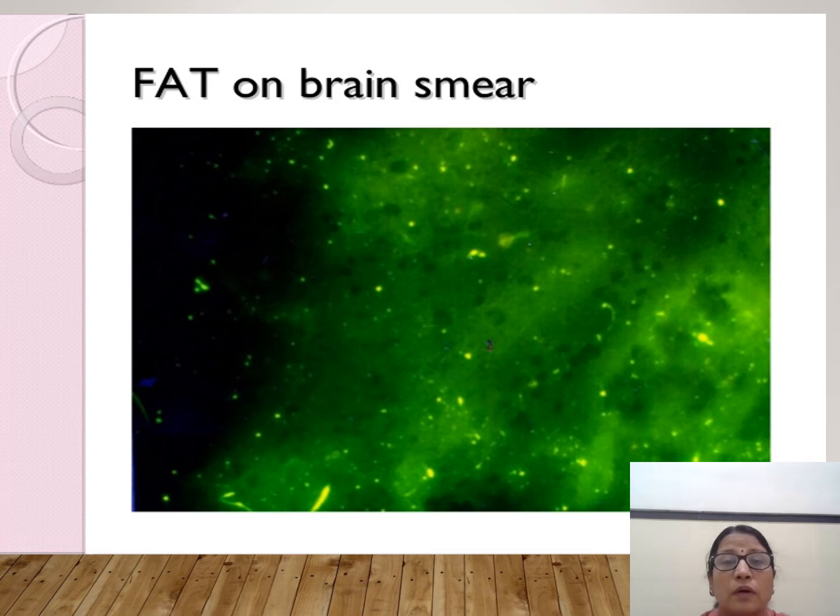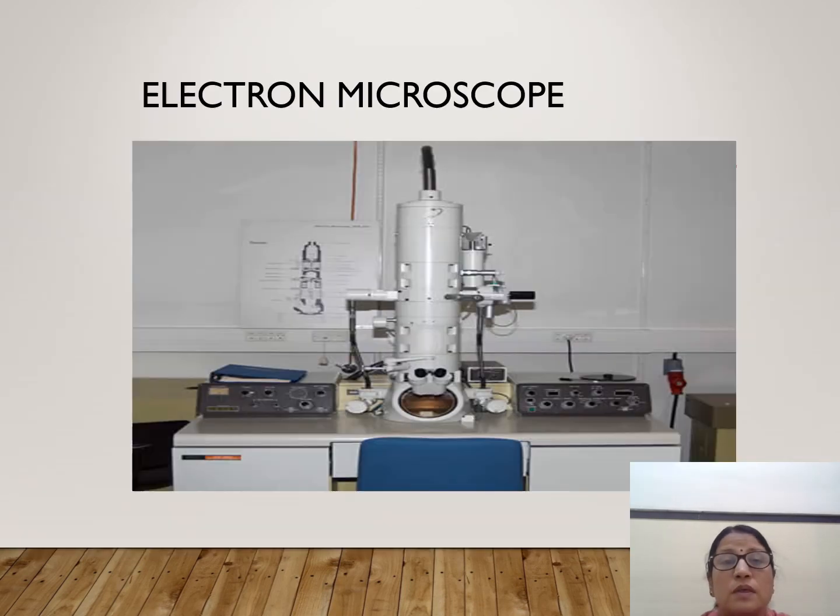This is a fluorescence microscopy of brain smear, and you can see like stars shining in the sky in night, like that. Bright illumination will be there and apple green fluorescence will be there, depending upon the dye we are using. So this is fluorescent microscopy of brain smear in order to diagnose rabies infection, direct immunofluorescence.